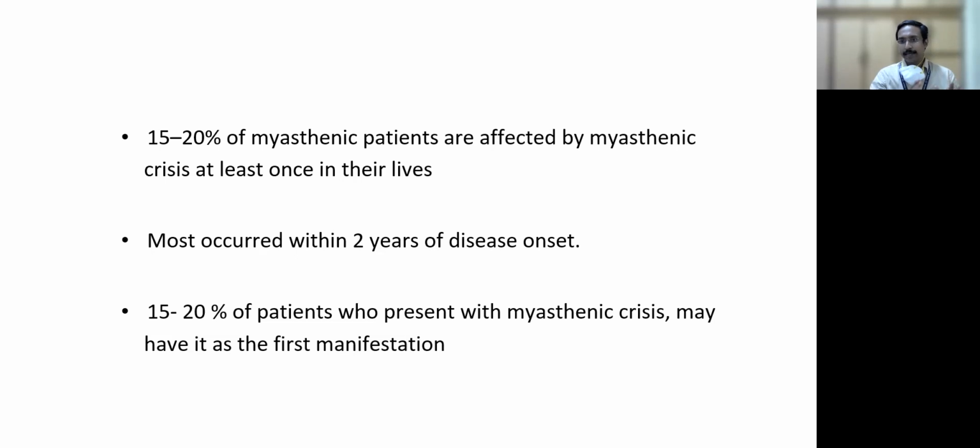It's much more common in the initial part of the diagnosis of the disease, when myasthenia gravis is diagnosed the first time. The first 2 to 3 years is when the crisis episodes are quite common. Subsequently, as the disease becomes more chronic, the chance of having a crisis is lesser. And sometimes it's important to know that crisis might be the first manifestation of myasthenia gravis. That's how they might be presenting to you for the first time.